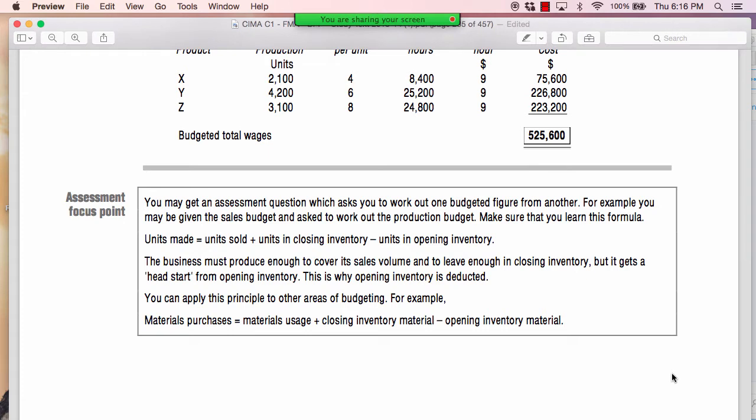Now, assessment point, you may get an assessment question which asks you to work out one budgeted figure from another. For example, you may be given the sales budget and asked to work out the production budget. Does that make sense? If they give the sales, can you work out the production budget? What do you think?